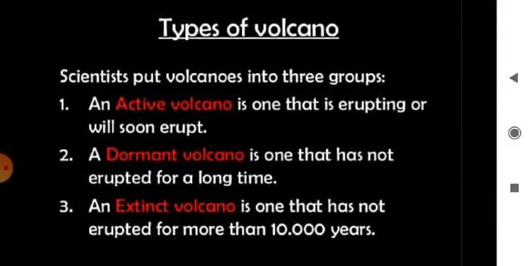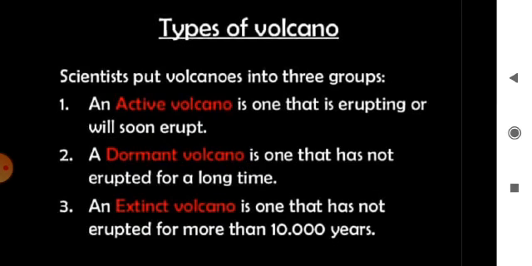Types of volcano. Volcanoes may be classified into three groups: active volcanoes, dormant volcanoes, and extinct volcanoes. Active volcano. An active volcano is one that is erupting or will soon erupt. There are several hundred active volcanoes in the world, for example, Mount St. Helens, Stromboli, etc.